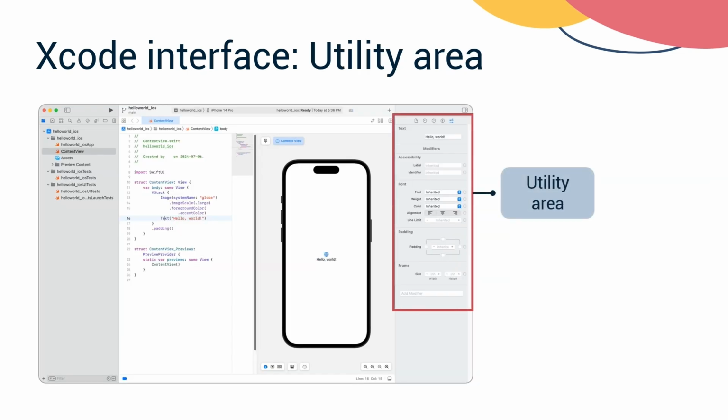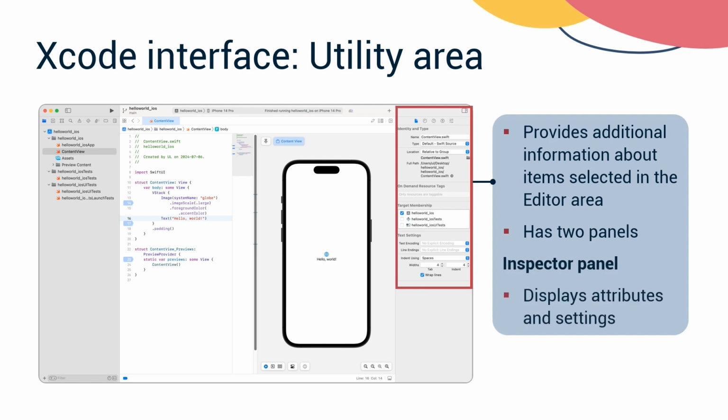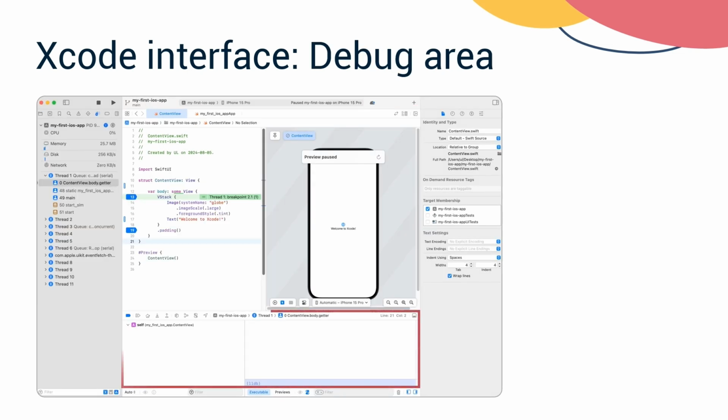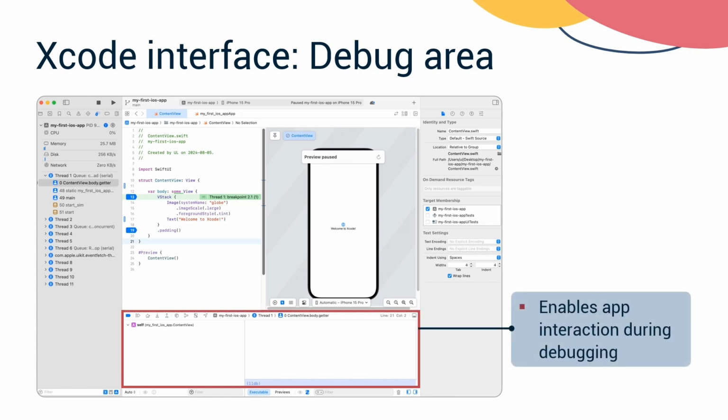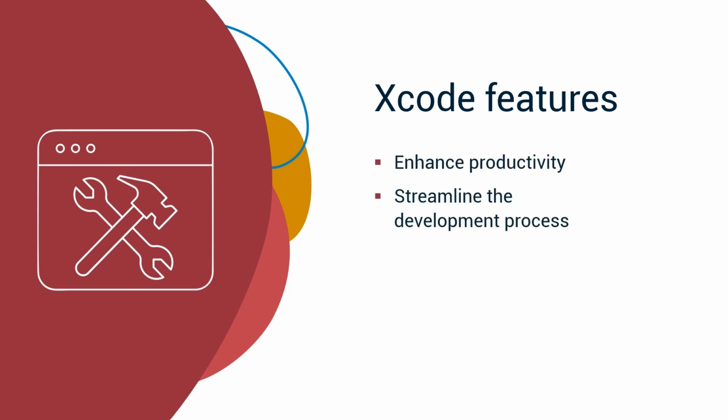Finally, the Utility area on the right side of the screen provides additional information about the items selected in the Editor area. This area has 2 main panels: the Inspector panel, which displays attributes and settings for the selected file or UI element, and the Library panel, which contains reusable elements like UI components, code snippets, and media assets. Next, at the bottom of the screen is the Debug area, which enables interaction with your app using a console while debugging. Next, let's explore the vast array of features Xcode offers to enhance productivity and streamline the development process.